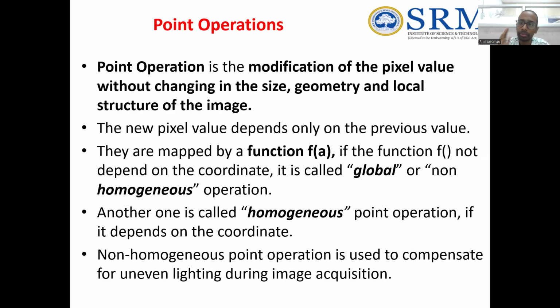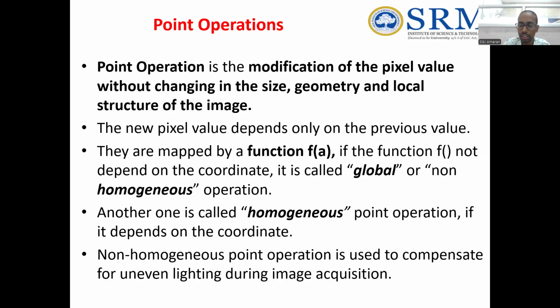So point operation means this is the stuff we have to try. By modifying the pixel value, we can modify the pixel value to the maximum extent, but we should not resize the image. This is a constraint. As well, we are going to discuss what is homogeneous and what is non-homogeneous.